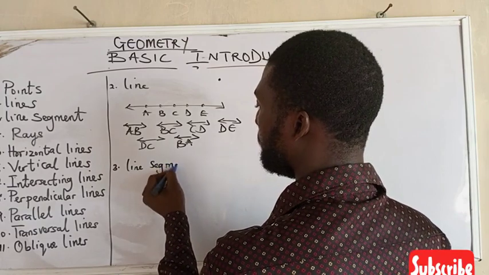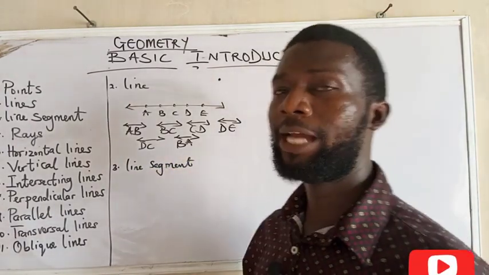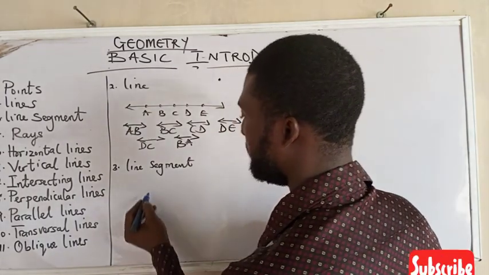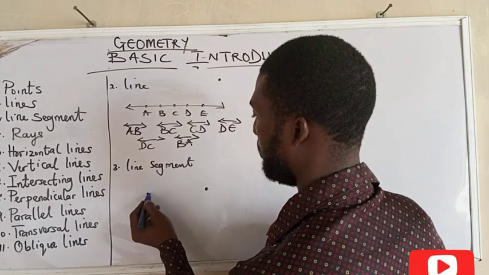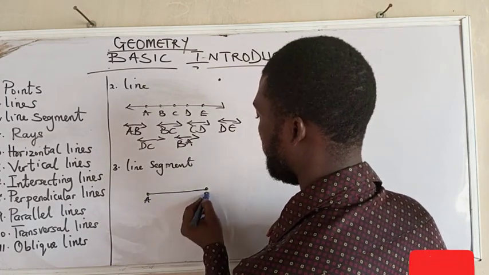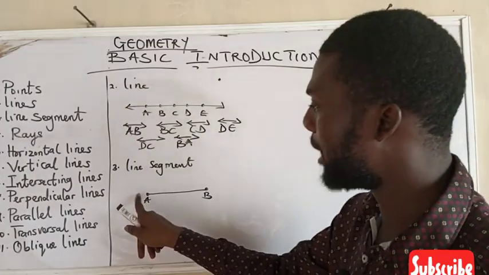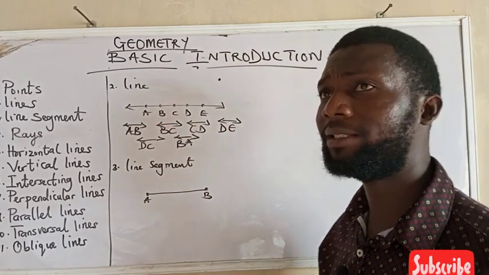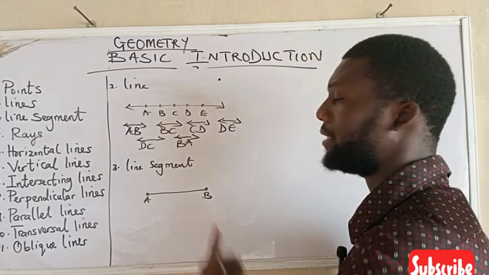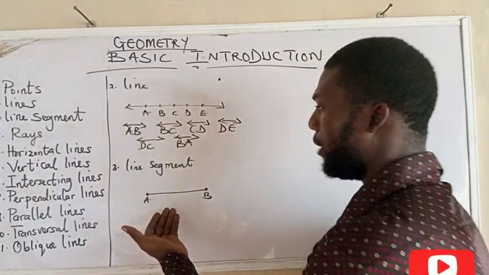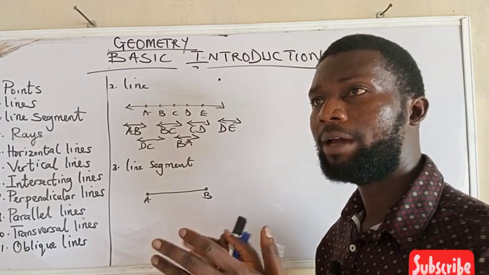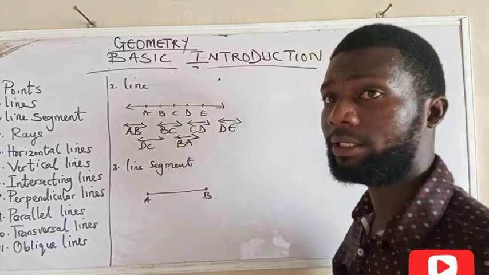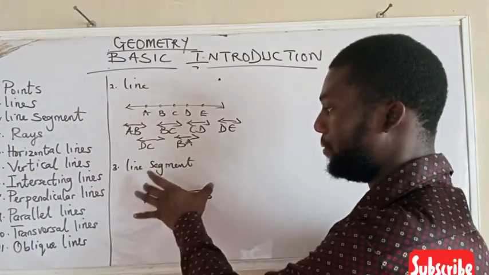A line segment can be measured. A line segment is finite, and if I want to look at a line segment, I will call this a line segment. Why? Because it has a beginning and it has an end. So in this case, unlike a line that is infinite on both sides, a line segment has a direct measurement in the sense that it has a beginning and it has an end. So it is finite. It can be measured.